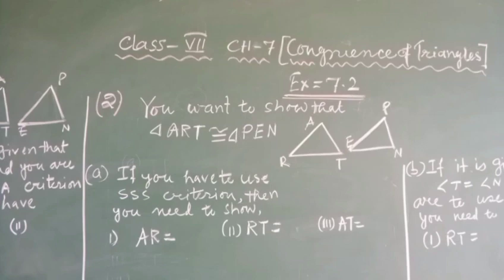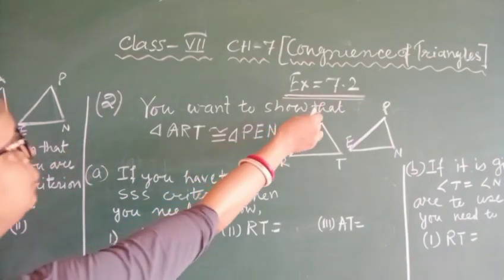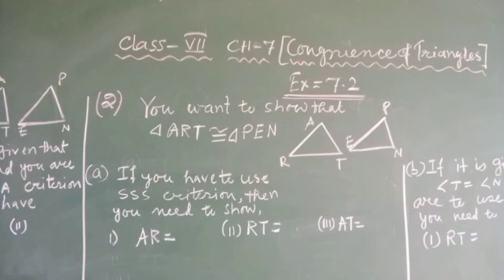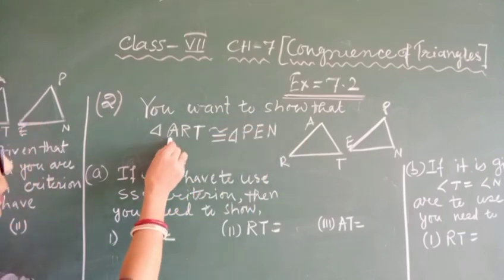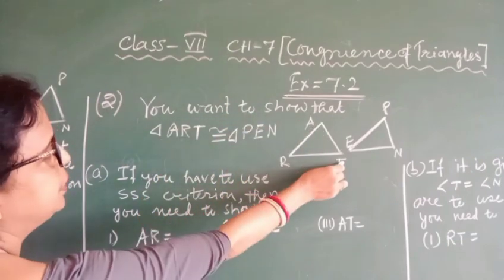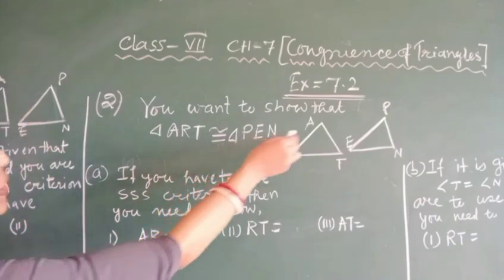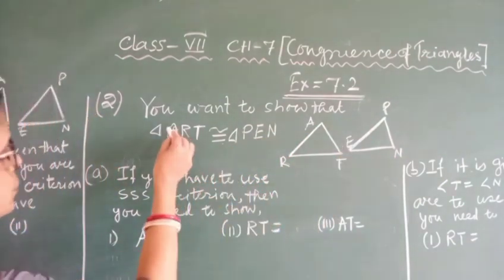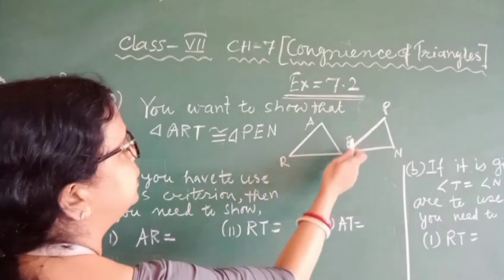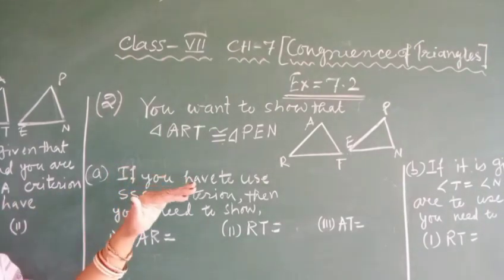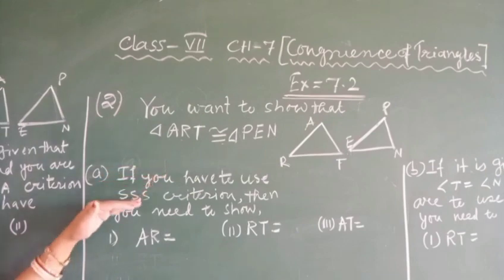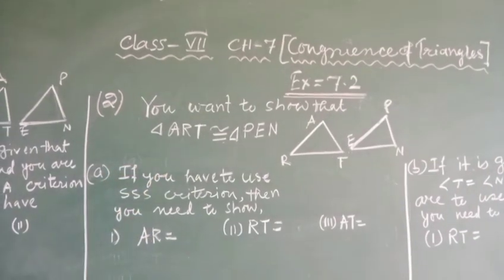Today we will do question number 2 from exercise 7.2, chapter 7, congruence of triangles. In this question, see the question. You want to show that triangle ART is congruent to triangle PEN. Then three separate conditions will be given. Slowly you will come to know what the separate conditions are. Now question number 1 A.